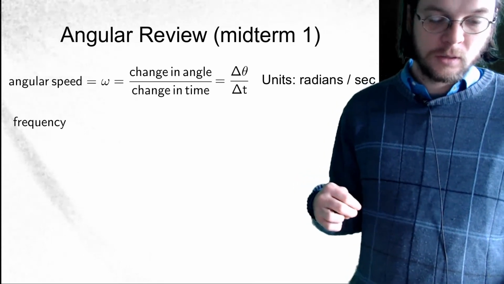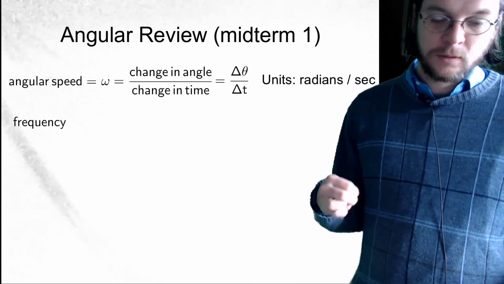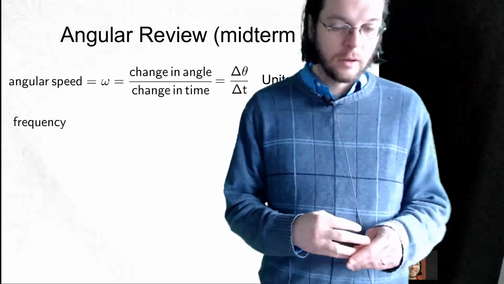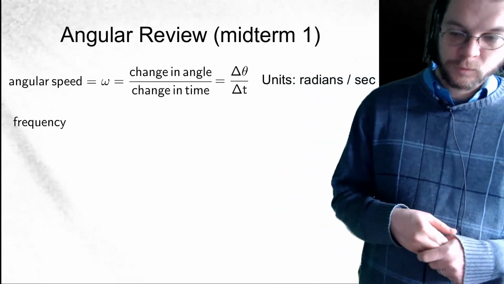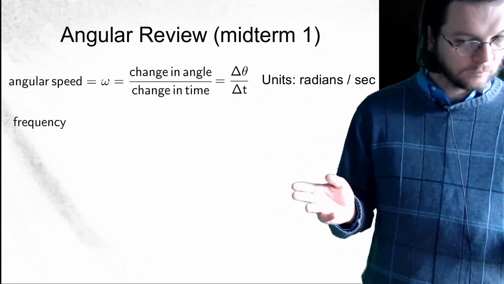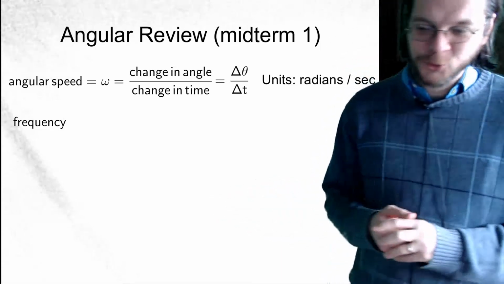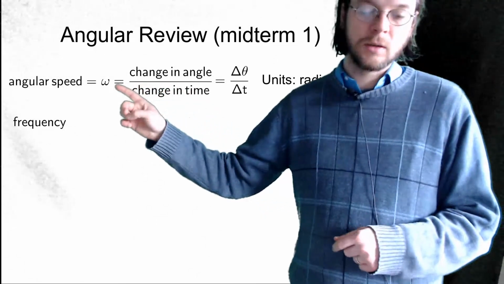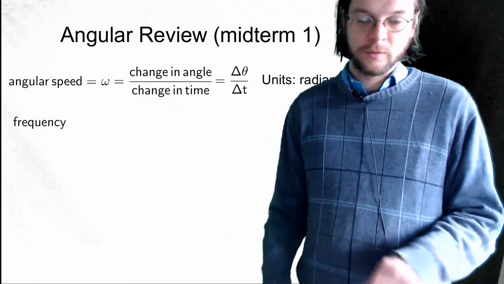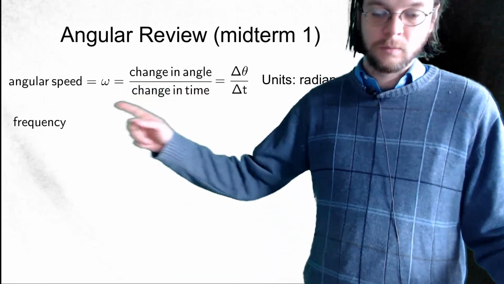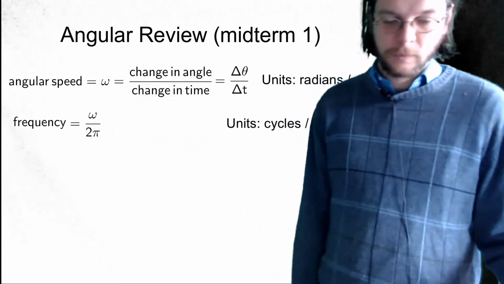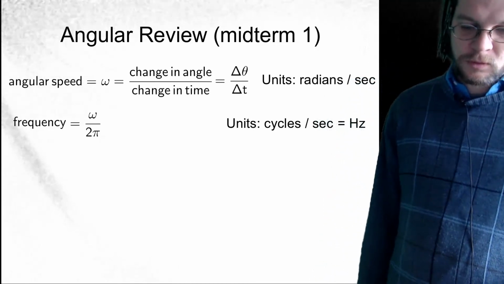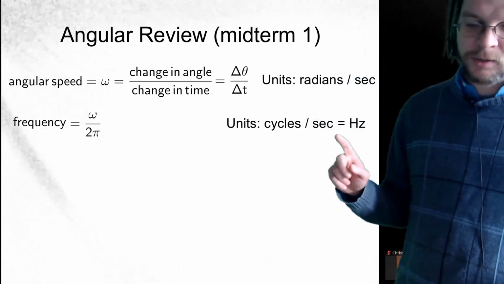So the frequency is the number of cycles per second. So not radians per second, but the number of cycles per second. And so how many radians is there in one cycle or one circle? There's 2 pi radians in one circle, and so if you take the angular speed and divide by 2 pi, that'll give you the number of cycles, and so the frequency is omega over 2 pi. So there you go, cycles per second. By the way, another word for cycles per second is Hertz.